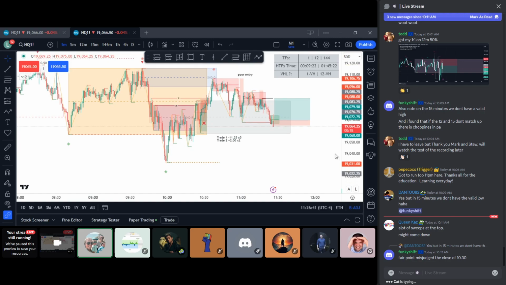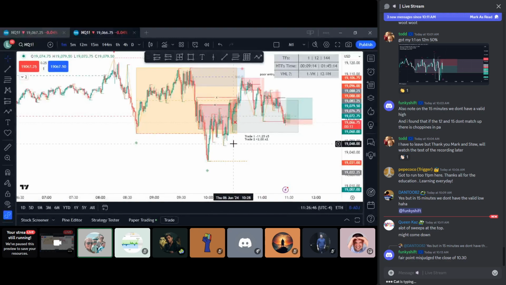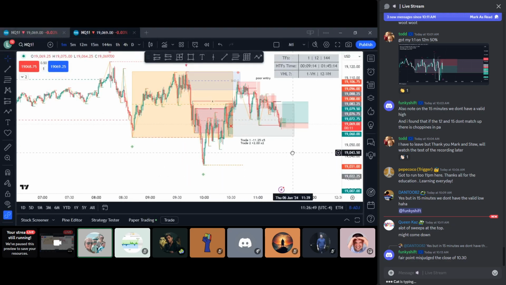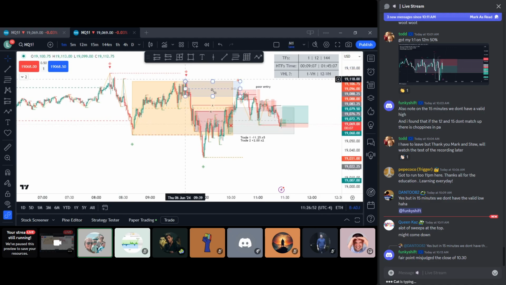I personally wouldn't be interested in this long. I would like to see it play out simply because we're in the middle of this range right now. We're in the middle of this guy right here. Get rid of this zone.